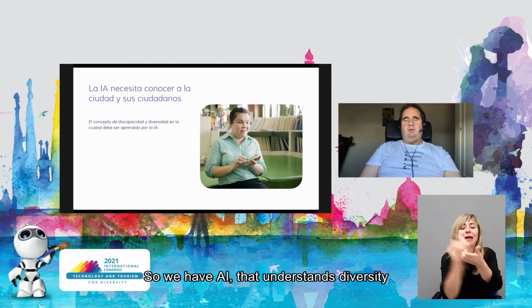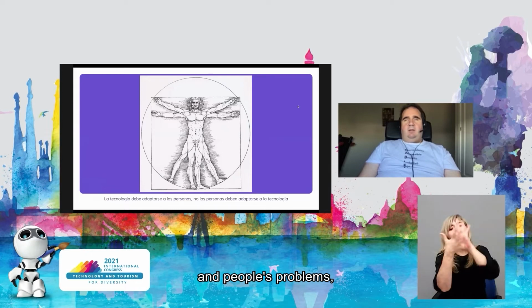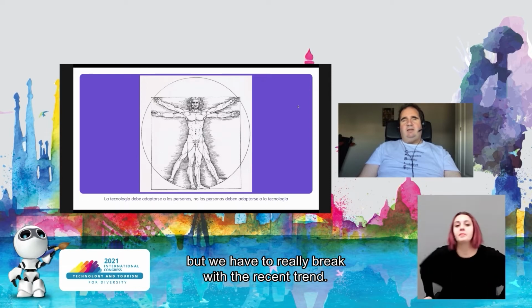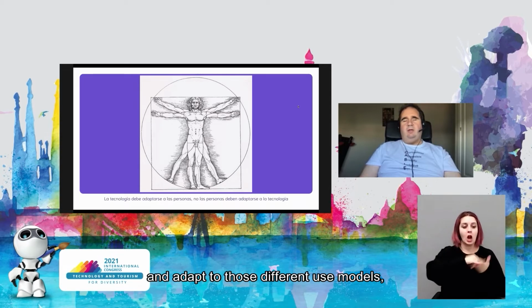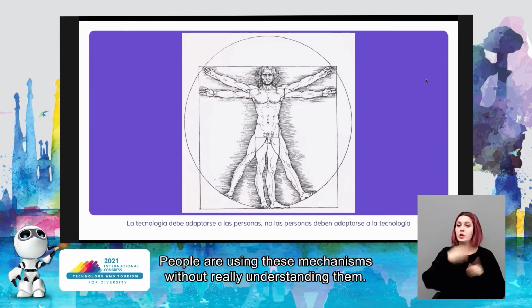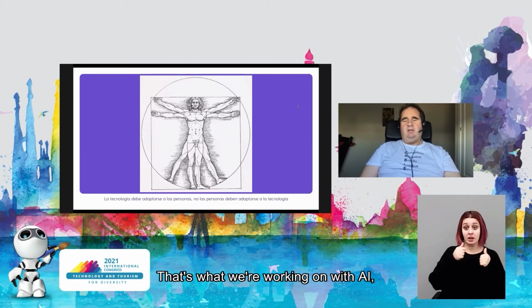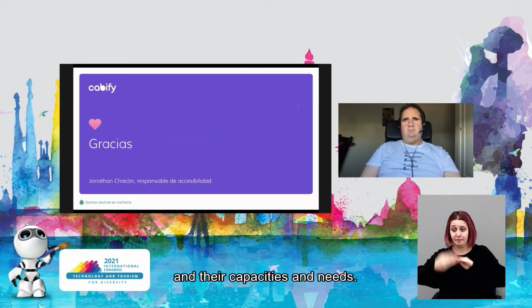So we have artificial intelligence that understands diversity and people's different problems, but we have to really break with a recent trend that people had to learn to use technology and adapt to those different use models, those different devices and applications. The people were using these mechanically without really understanding them. We have to make a more responsible technology, more inclusive technology, and that's what we're working on through artificial intelligence, so that technology adapts to people and their capacities and needs.